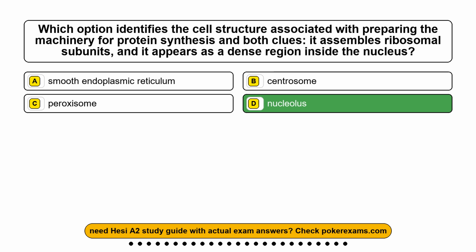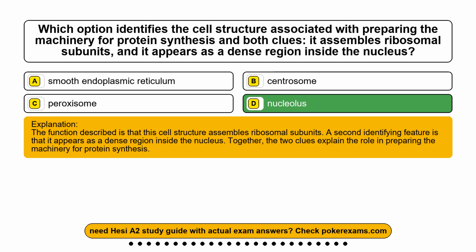Nucleolus. The function described is that this cell structure assembles ribosomal subunits. A second identifying feature is that it appears as a dense region inside the nucleus. Together, the two clues explain the role in preparing the machinery for protein synthesis.